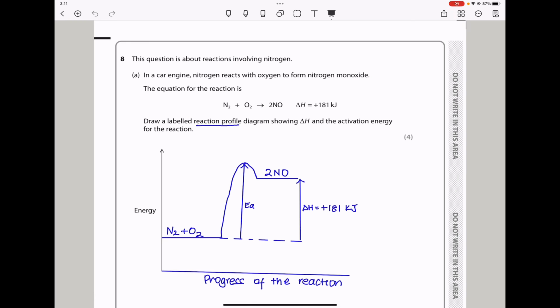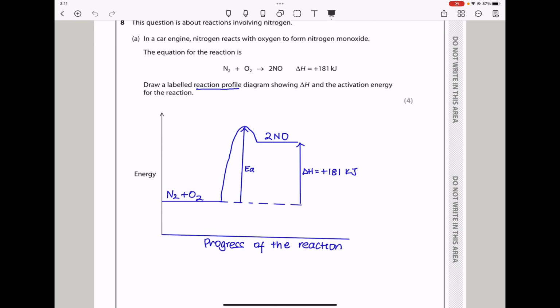Question 8. This question is about reactions involving nitrogen. In our car engine, nitrogen reacts with oxygen to form nitrogen monoxide. The equation for the reaction is as we can see here. So the first question says, draw a labeled reaction profile diagram showing delta H and the activation energy for the reaction. On the vertical axis, we have the energy, and on the horizontal axis, we have progress of the reaction. This is if you're talking about a reaction profile diagram.